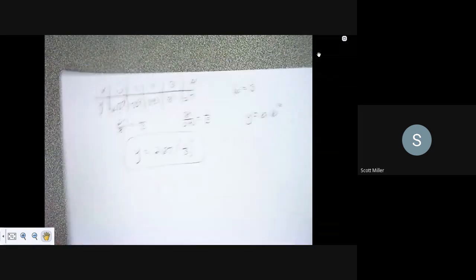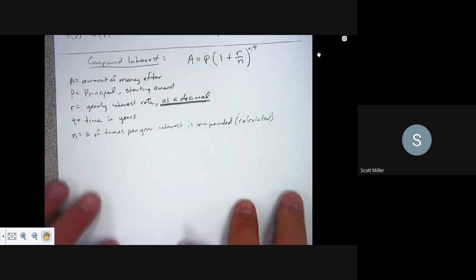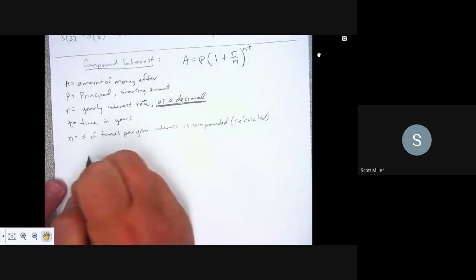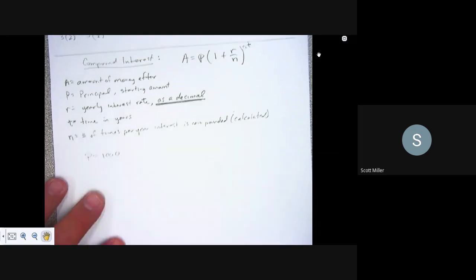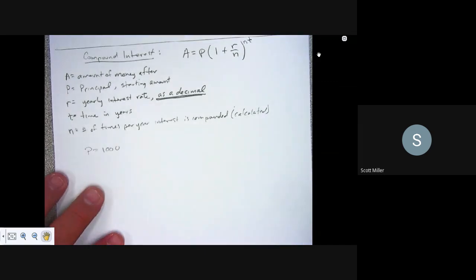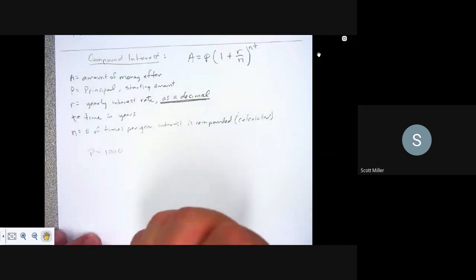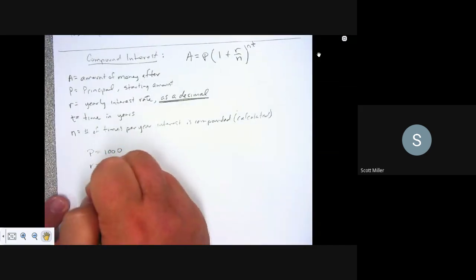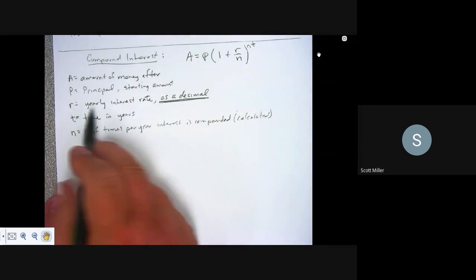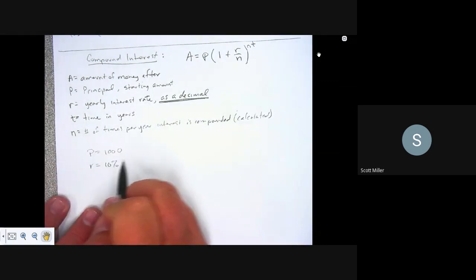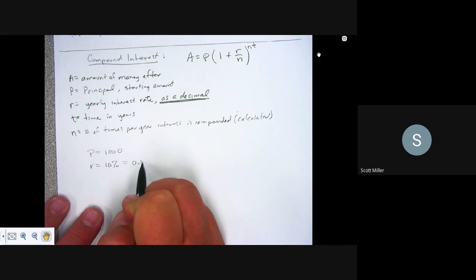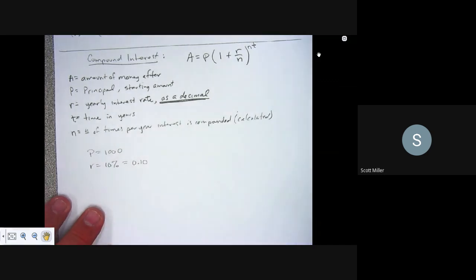So here we go. The first thing it says, I deposited $1,000. So that means my principal is $1,000. And an account that pays 10% annual interest. So that means R is 10%. But remember, R has to be as a decimal. So 10% as a decimal, remember, just move the decimal point 2 places. That is 0.10 as a decimal.